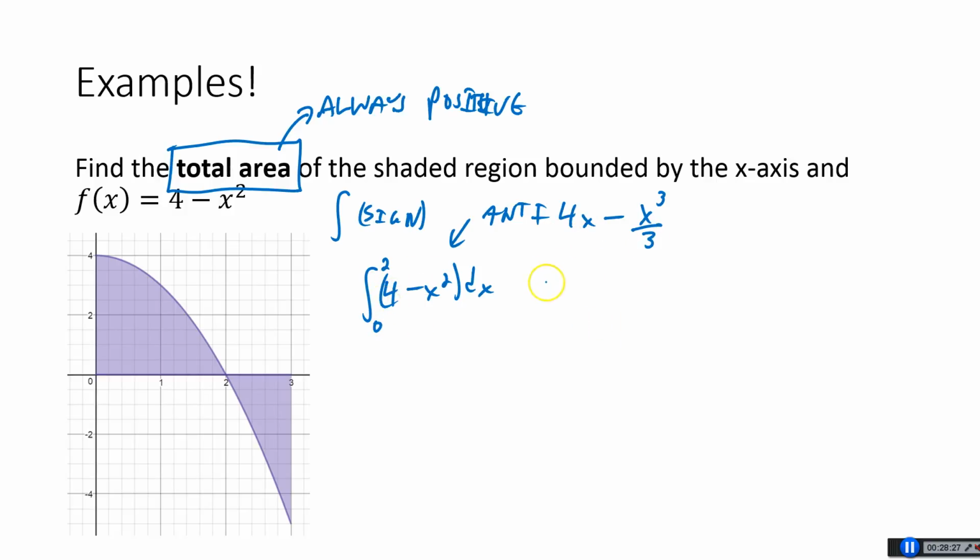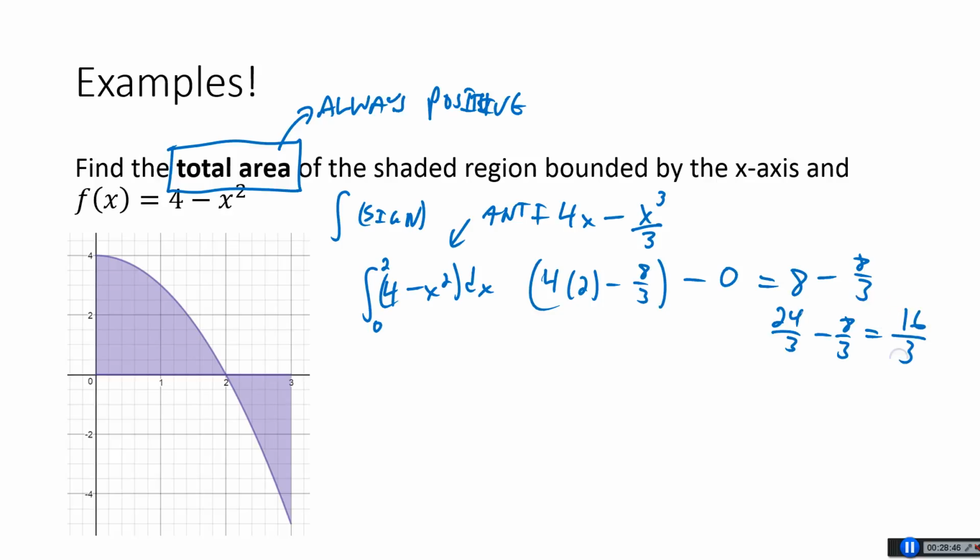So we have our antiderivative, 4x minus x cubed over 3. We'll plug in 2 and 0. So we have 4 times 2 minus 8 thirds. Minus, hey, when I plug in 0 here, 0. Beautiful. So this gives us 8 minus 8 thirds. 8 is 24 thirds minus 8 thirds, which is going to be 16 over 3. So that's the top part here, 16 thirds.